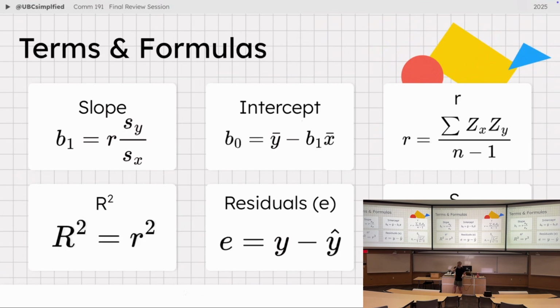The formula for that is a little more complicated. I doubt we're going to have to know or calculate this because we won't be given data sets, but if you ever have to refer back to what r actually is, it has no units because it's made from z-scores, which also have no units.